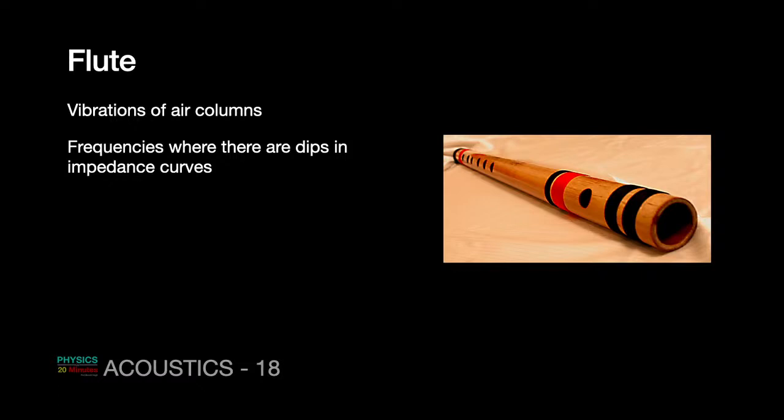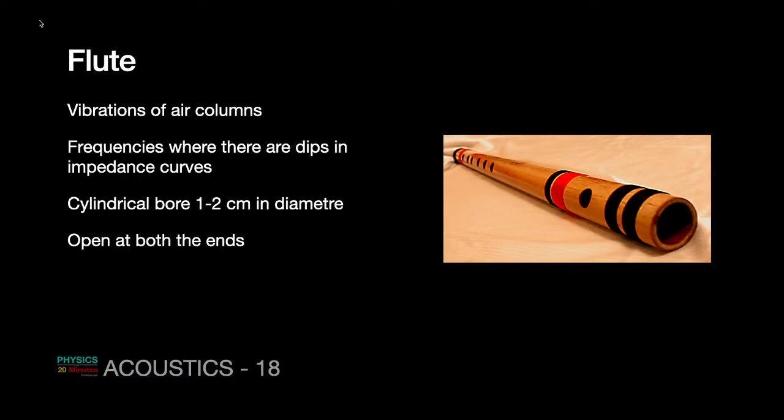It has a cylindrical bore. Depending upon its size, it can be from 1 centimeter to 2 centimeters, and the tube is open at both ends. Remember, the flute here uses a tube which is open at both ends, unlike the clarinet where it is assumed that the tube is closed at one end. So it has slightly different characteristics because of that.